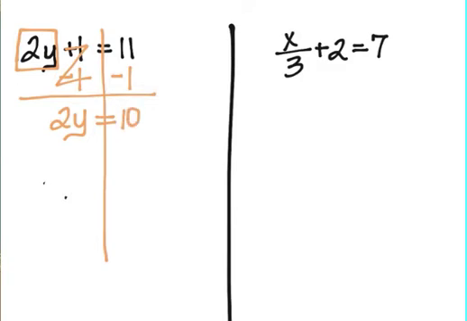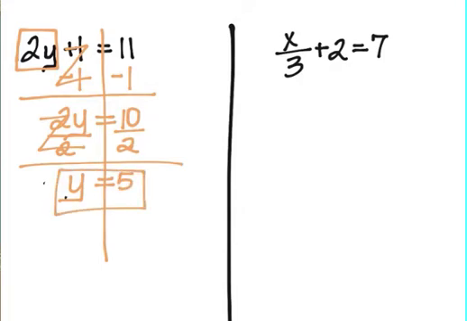I did my 1 step, but my y is still not by itself, so I have to go ahead and do that second step. 2 times y, the inverse or the opposite of times y is to divide, so I'm going to divide by 2. Divide by 2. And let's see what happens. The 2s cancel, I'm left with y is equal to, and on the right I'm going to do my math again, 10 divided by 2 is 5. I get y equals 5.